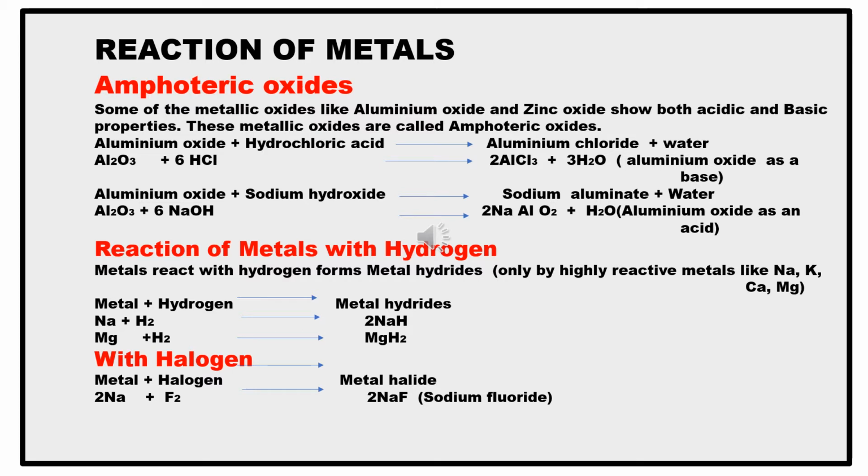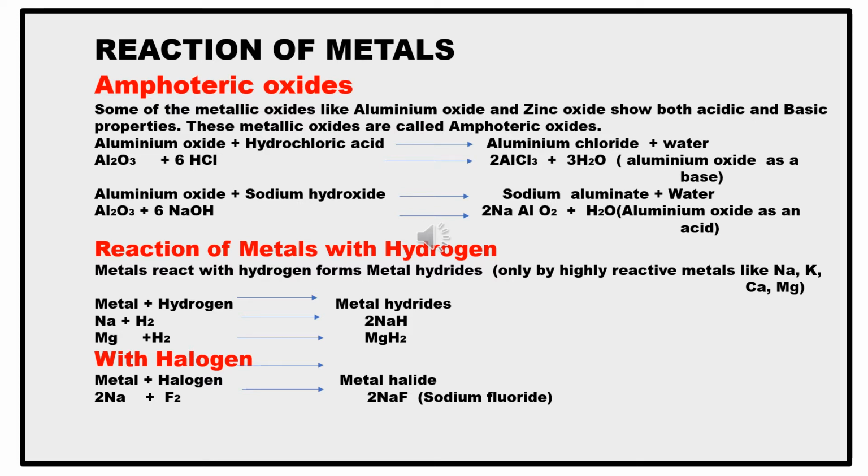Now let's see. If the same aluminum oxide combines with sodium hydroxide. Sodium hydroxide is a base. So when this aluminum oxide combines with sodium hydroxide, it forms sodium aluminate and water. Sodium aluminate is again a salt. So here in this reaction, aluminum oxide acts as an acidic oxide. An acidic oxide combined with a base, that is sodium hydroxide, forms salt and water.